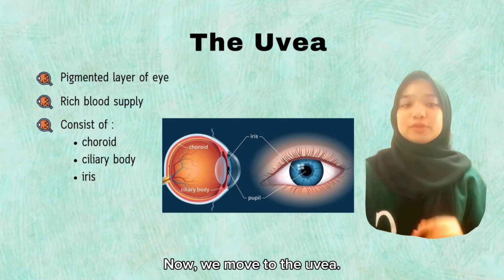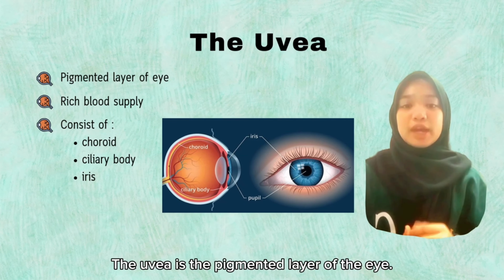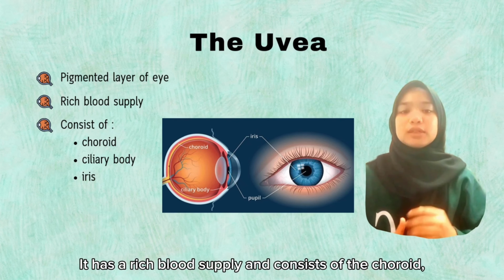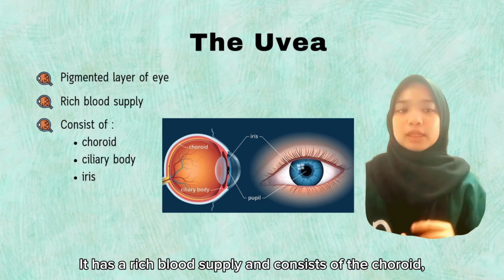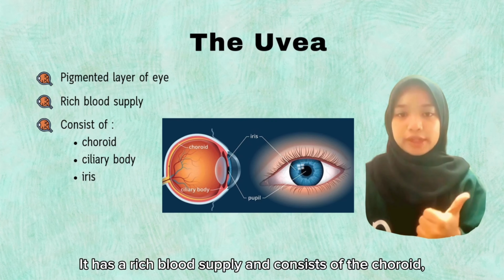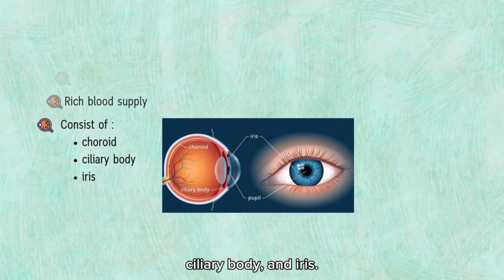Now, we move to the uvea. The uvea is the pigmented layer of the eye. It has a rich blood supply and consists of the choroid, ciliary body, and iris.